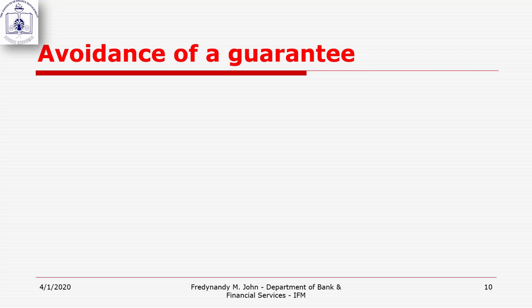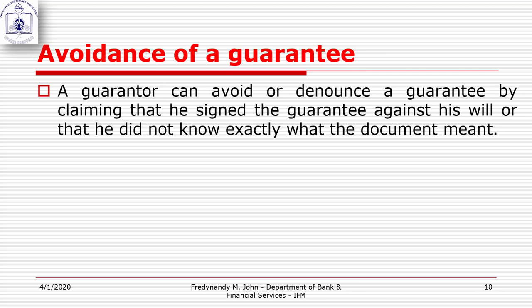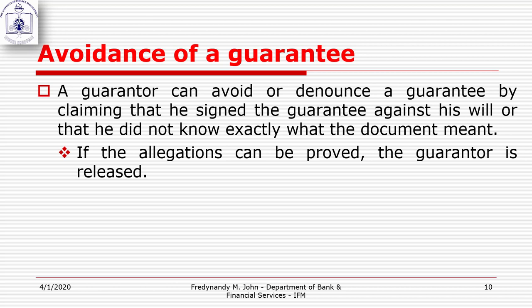Now, there are some issues that can nullify the guarantee, that can cause a guarantor to avoid the guarantee contract. These issues really need to be comprehended by the banker. A guarantor can avoid or denounce a guarantee by claiming that he signed the guarantee against his will, or that he did not know exactly what the document really meant. And if the guarantor can prove this before the court, it's very likely that the court can reason with him and he can be excused from the guarantee contract.